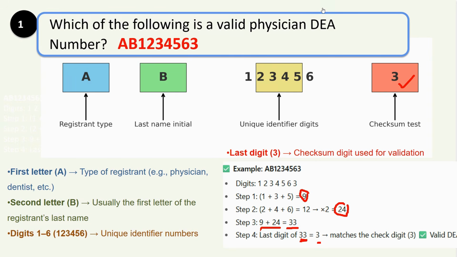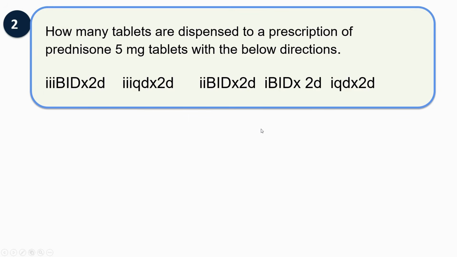So these are the steps required for practicing this type of question. If you practice this once or twice with different numbers, I'm confident you can confidently select whether a number is valid or not. All right, let's go to the next question.